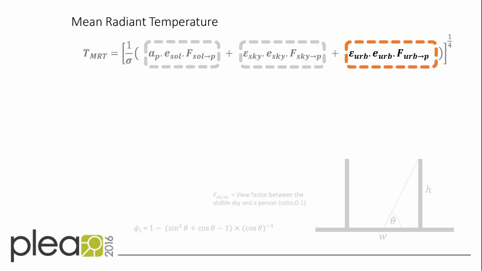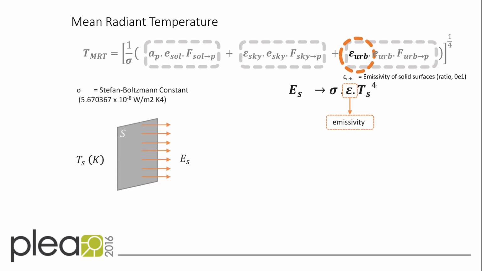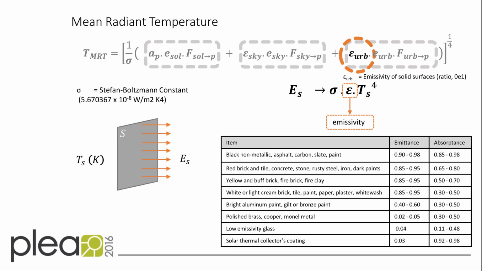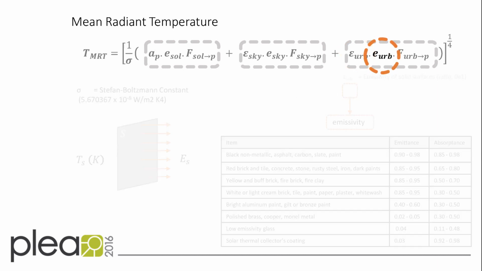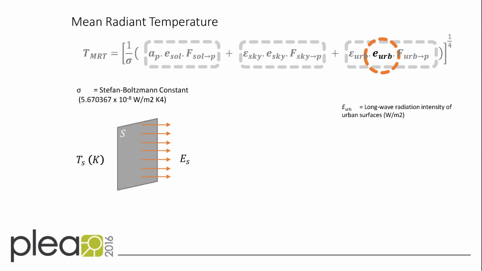The last part is about the urban surfaces radiation. The first variable is the emissivity, which we can find from surface properties, tables, charts. The second one is the long-wave radiation from surfaces, which is based on their last layer temperature. We use the Stefan-Boltzmann again, which we know, and it's the formula to get it.